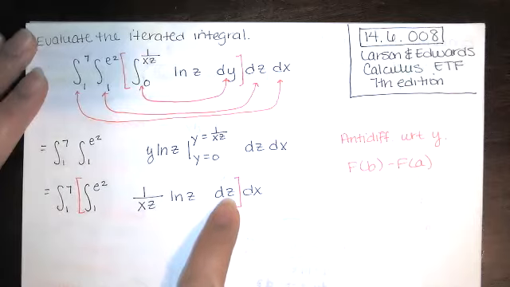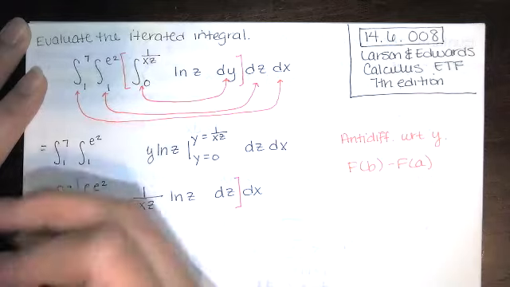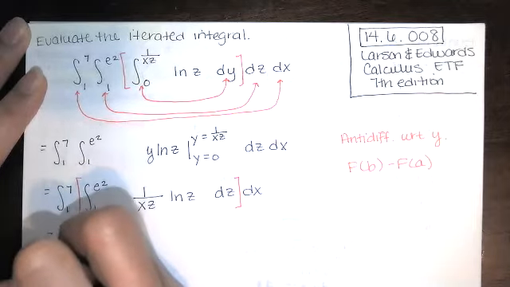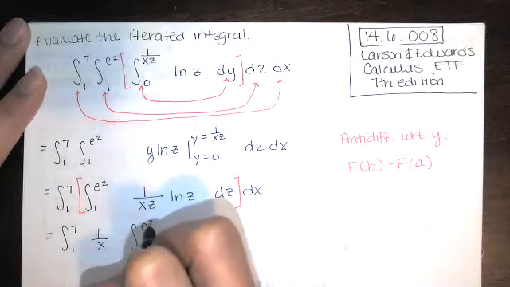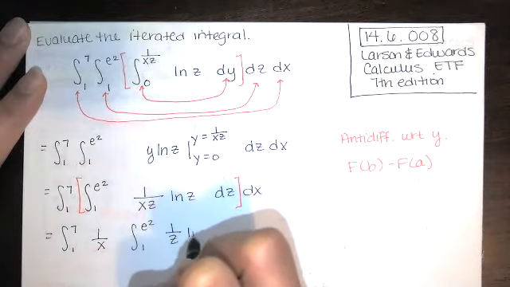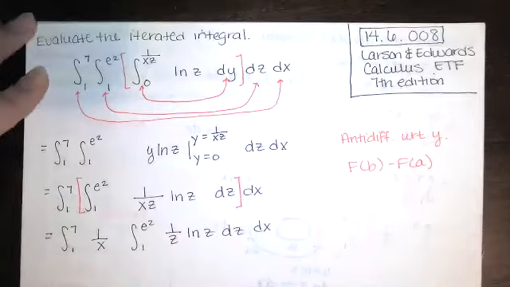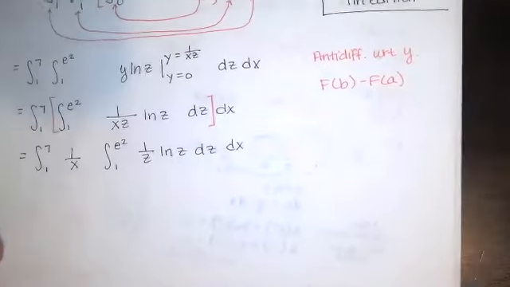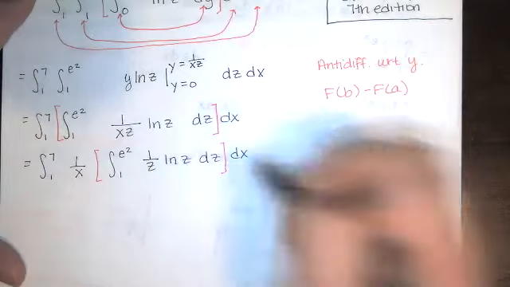This time we're integrating with respect to z. So the 1 over x is a constant this time. Just to make everything look a little bit simpler, I'm going to factor out that 1 over x. And now I'm here. Then I focus on this integral and I evaluate this.